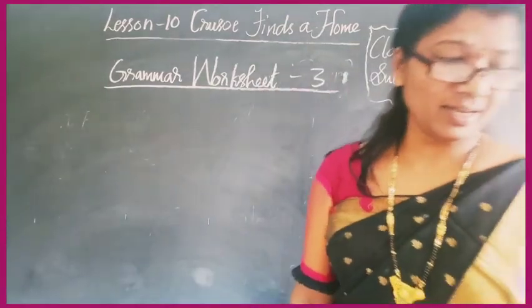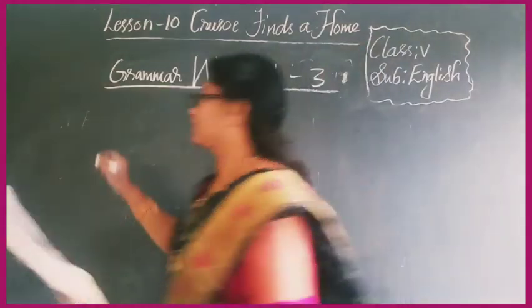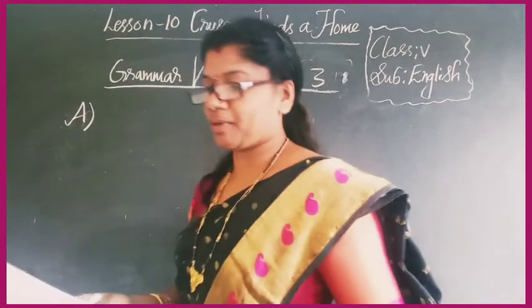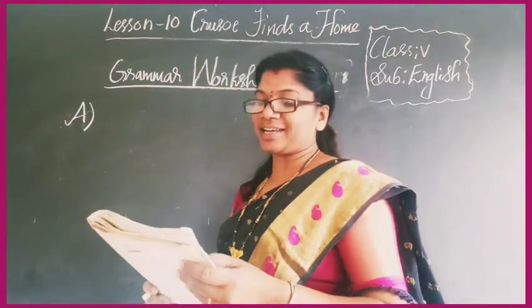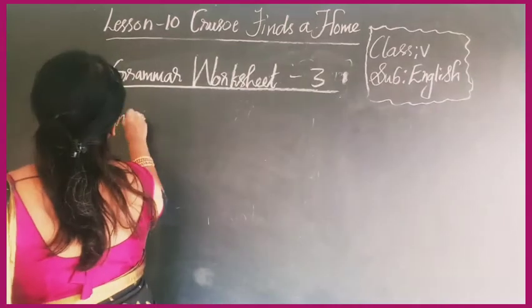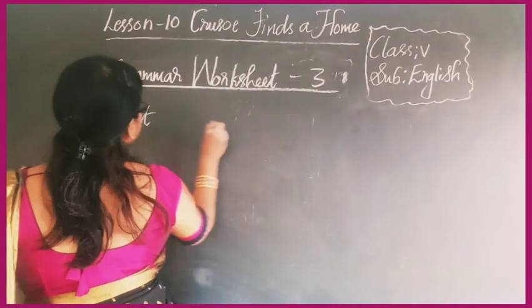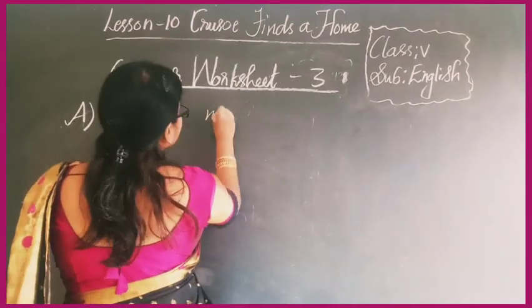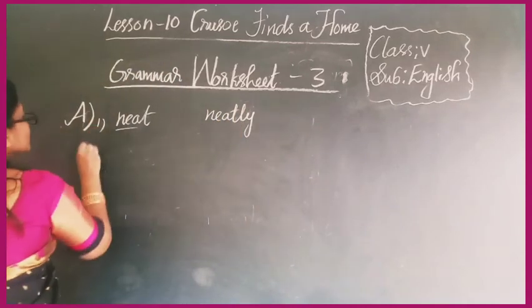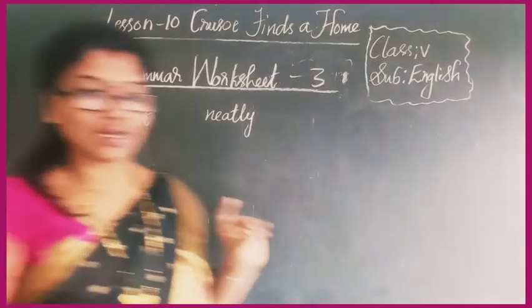Now let's take the first one. Part B. The first one, you should underline and write properly. Kapil's room was arranged very neat. Now itself I thought neat is wrong. How he arranged? Neatly. Underline this and write neatly there. Okay, first one.